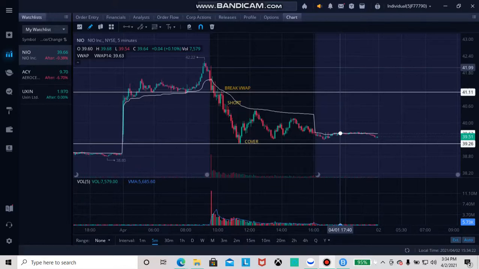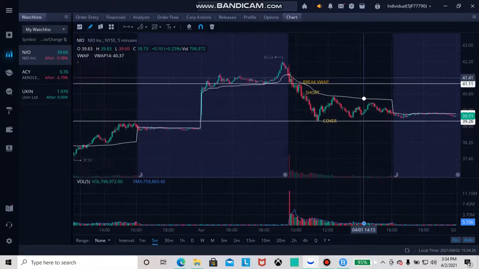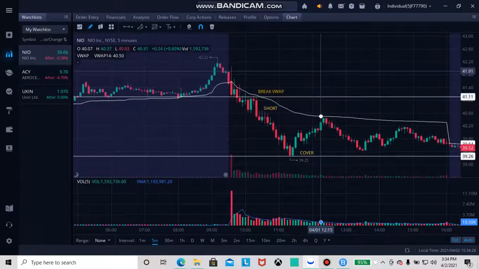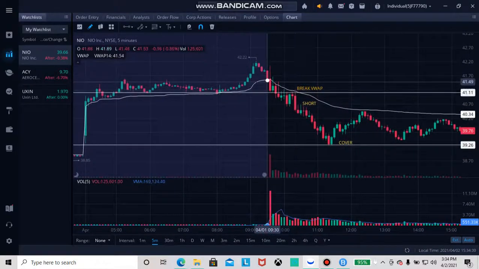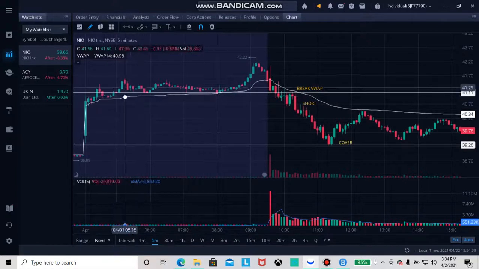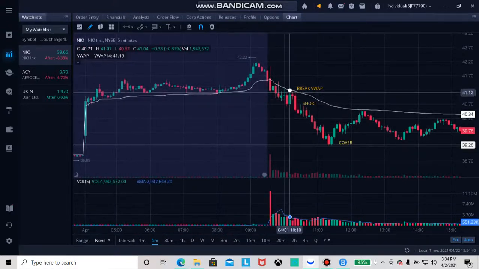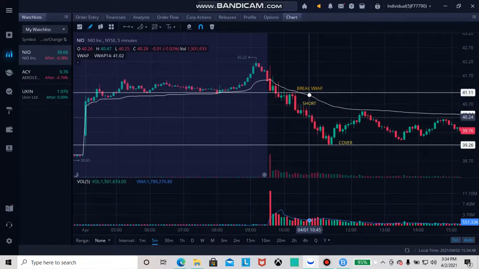So here we go. Let's start off with NEO. This was one of my trades on Friday. Now, if you guys see on this chart right here, this is the VWAP, the white line. This right here is a prior support. And I drew this because this is what it was for pre-market, correct? So when the candles broke prior support and actually broke the VWAP, I shorted it. So I shorted all the way down here and then covered.